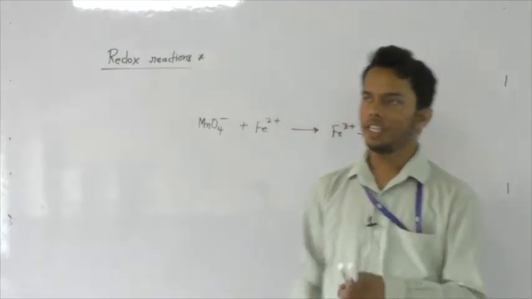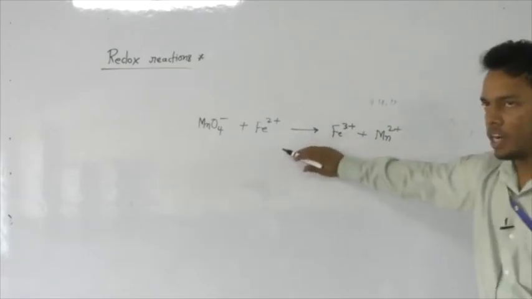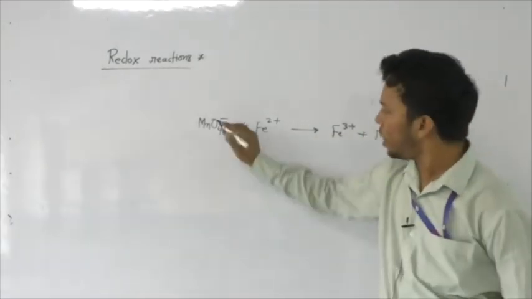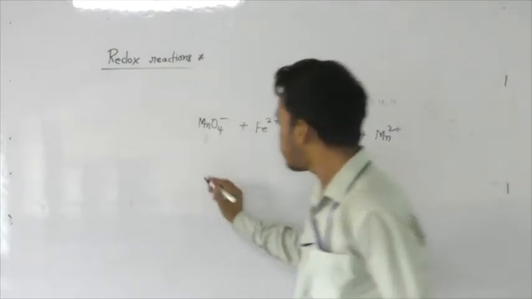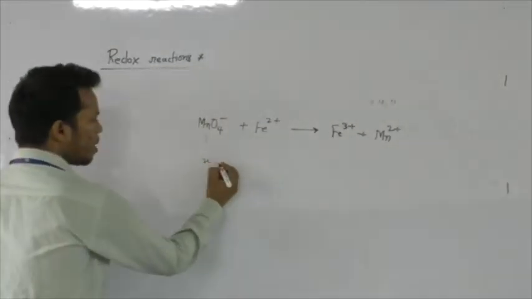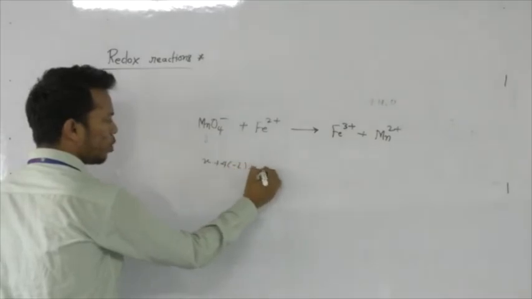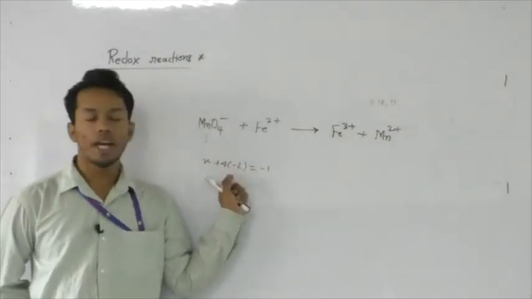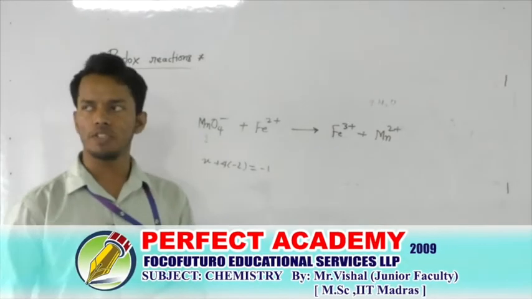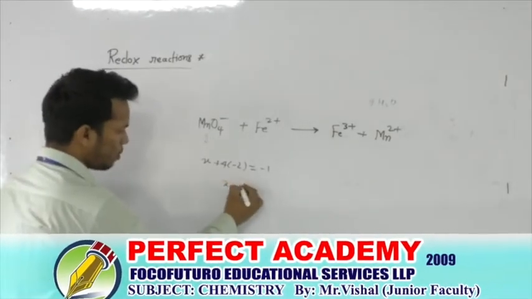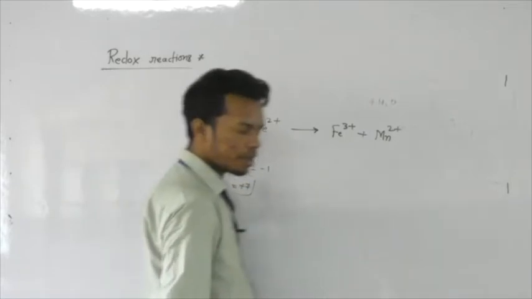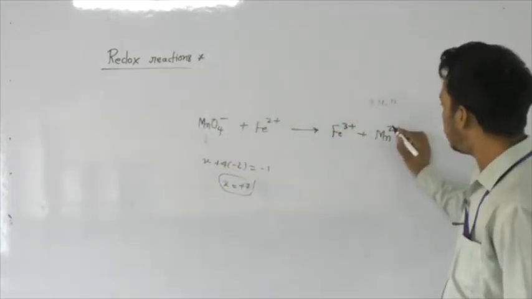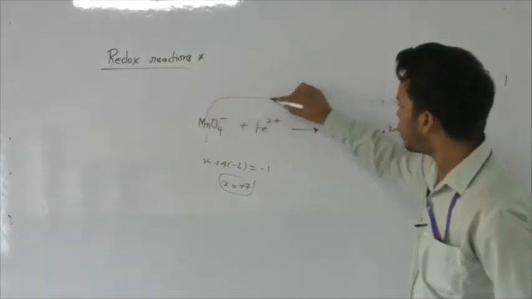So here in MnO4 minus, what is the oxidation number? If you calculate, x plus 4 into -2 equals -1. So x minus 8 equals -1, so x equals +7. So the oxidation number here is +7. Here it is +2. So +7 to +2.